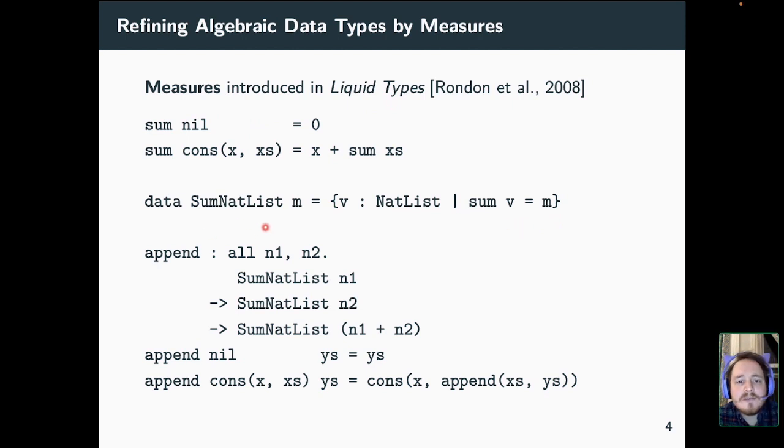And then we can use this refinement type to refine our usual functions. So this is the usual append function, but we can give it a refinement type saying that if you append a list that sums up to n1 to a list that sums up to n2, then you'll get back a list that sums up to n1 plus n2.